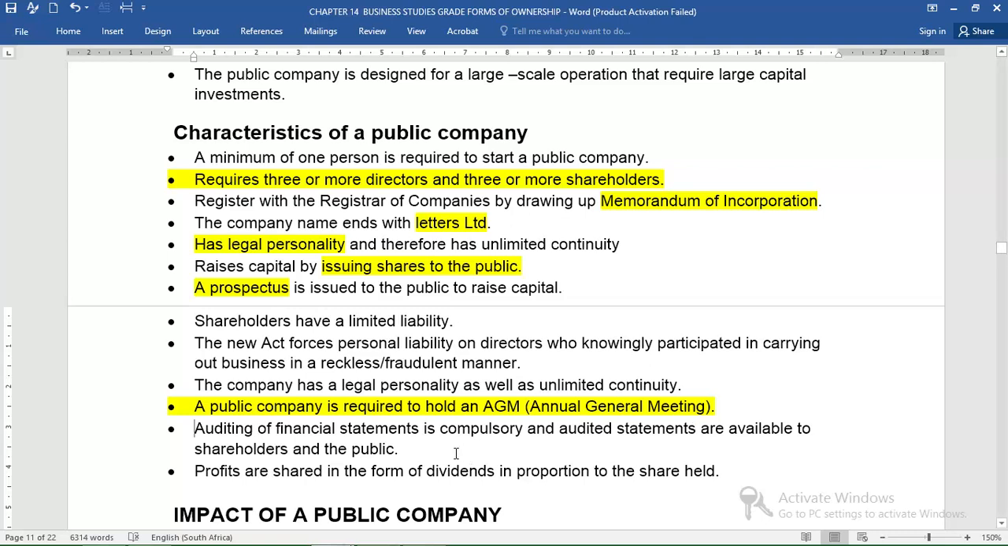And also, the last thing, profits are shared in the form of dividends in proportion to the shares held, right? Like what we said in private company, the more shares that we have, the more dividends that we're going to have. Remember, dividends are a share of the profit of the company, right? When the profits of the company are being distributed to shareholders, they are called dividends, right? So we need to remember those words.